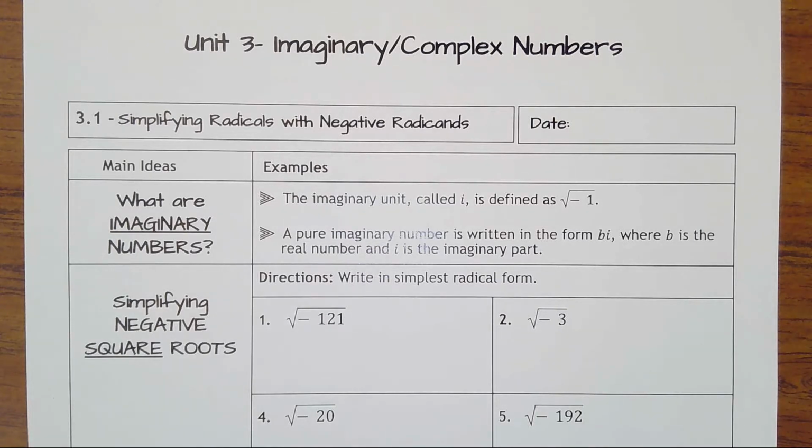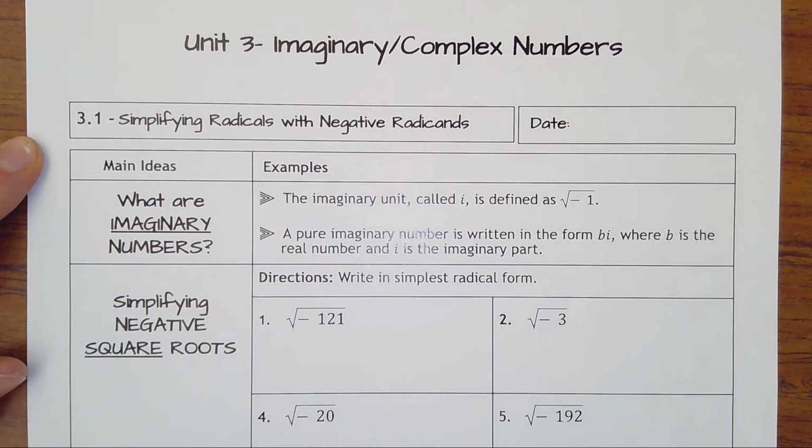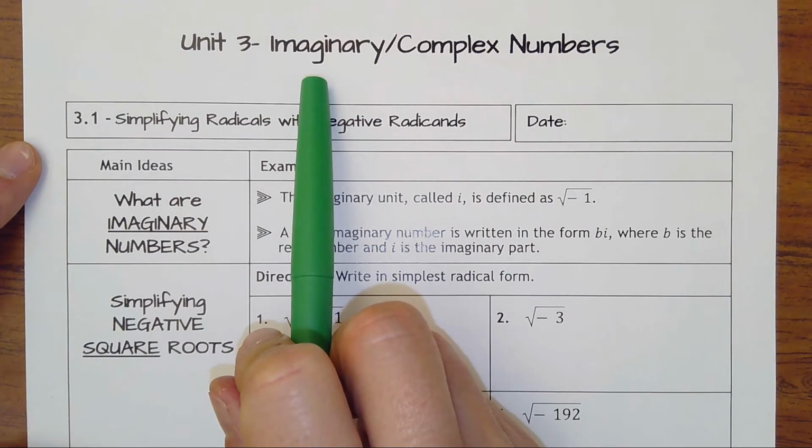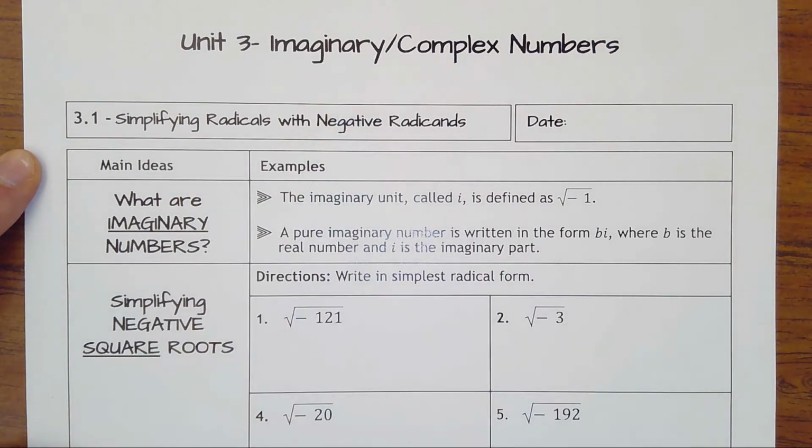Unit 3, imaginary and complex numbers. Lesson 3.1 is simplifying radicals with negative radicands. So I'm sure you're thinking, imaginary numbers, what the heck is that? They're not as hard as you would think.